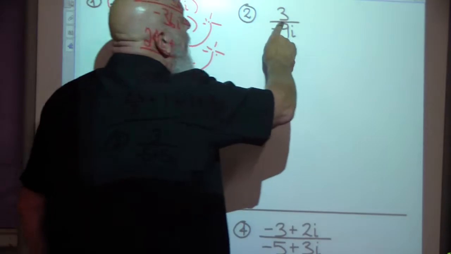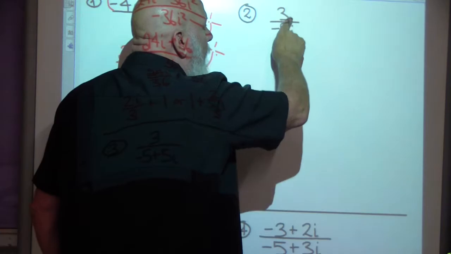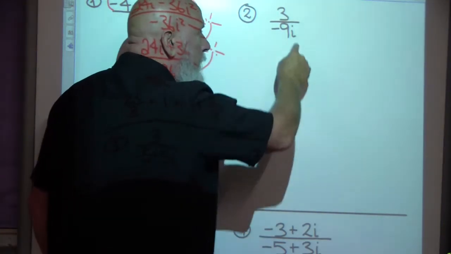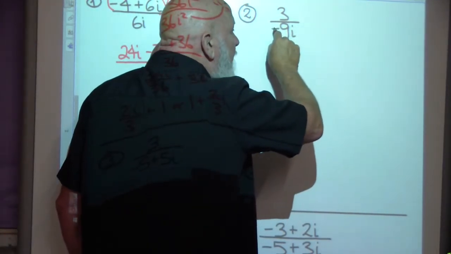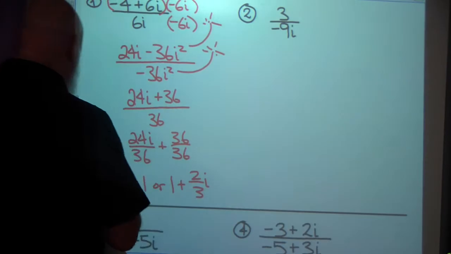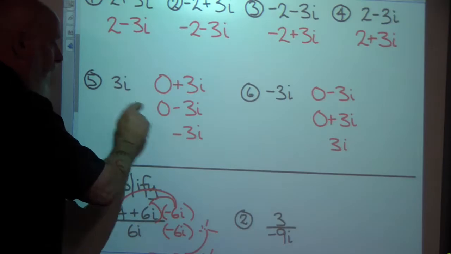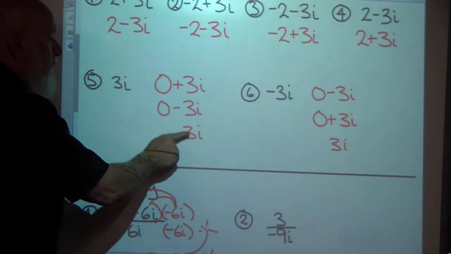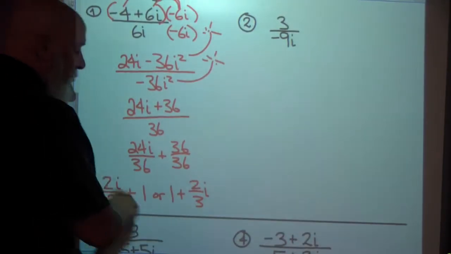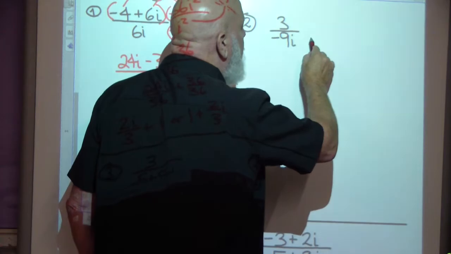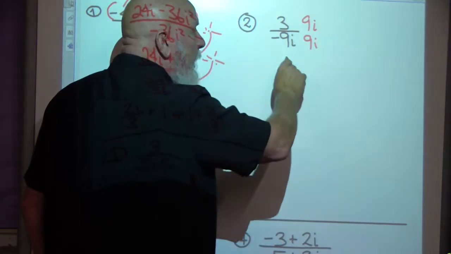I'm going to multiply again to get i out of the denominator. We don't want that there. I'm going to multiply the top and bottom of this fraction by the complex conjugate of the denominator. So I'm going to change that sign, just like we did up here. If you just have a pure imaginary number, you just change the sign, and that gives you the complex conjugate. So I'm going to multiply top and bottom of this by a fancy form of 1, which is 9i over 9i. This won't change its value, but it will change the way it looks.